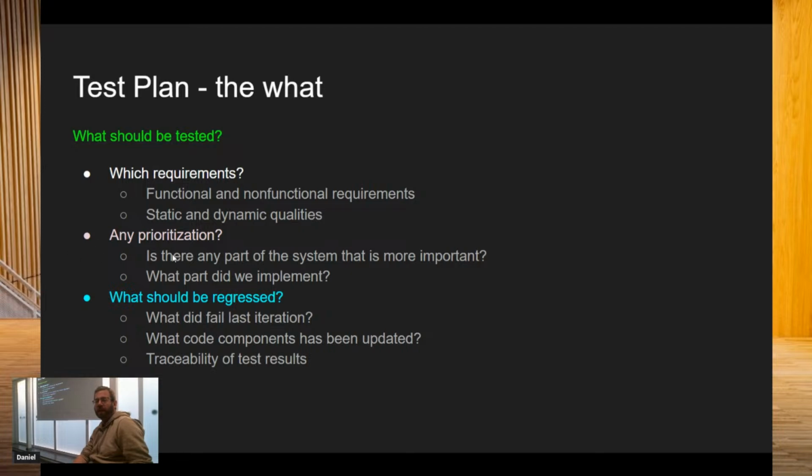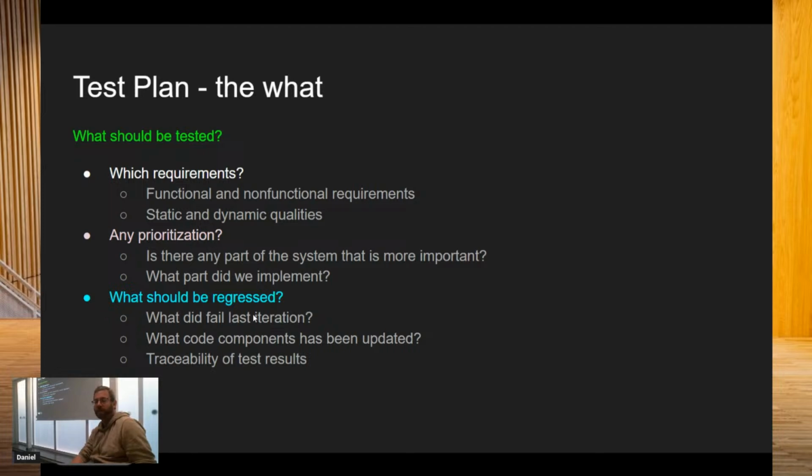Okay, what should be tested? What should we prioritize? Is there any part of the system that is more important? What part did we implement this iteration? Of course, during implementation, we want to test the part that we implemented. We're also writing tests for that one. Perhaps we're writing tests for that one before we implement it also, if we're doing test first.